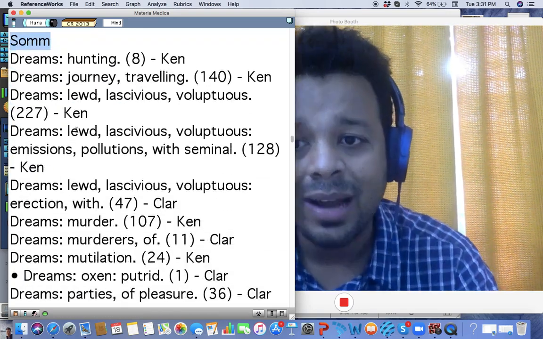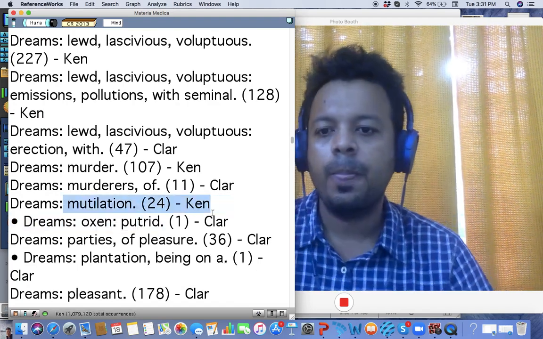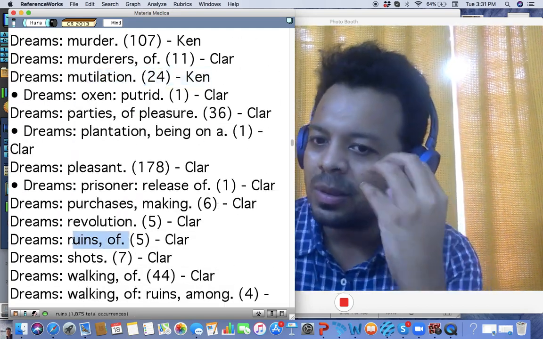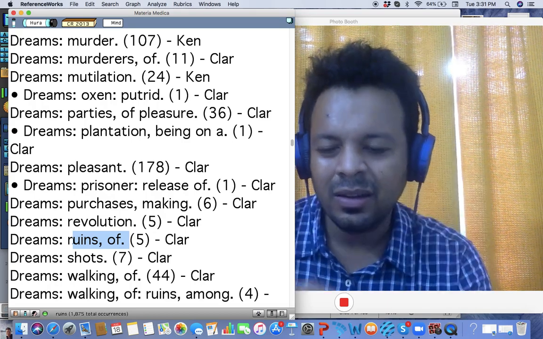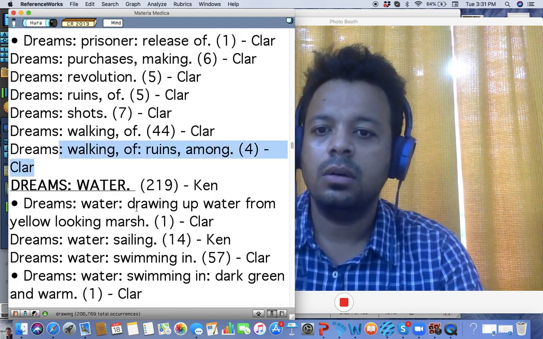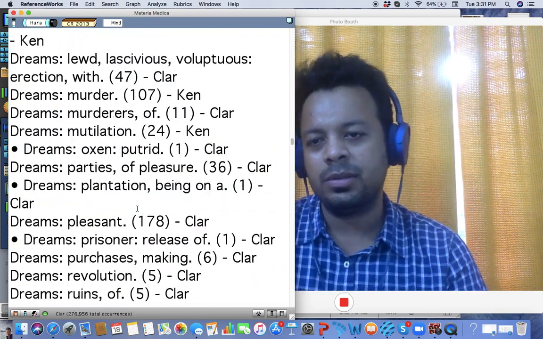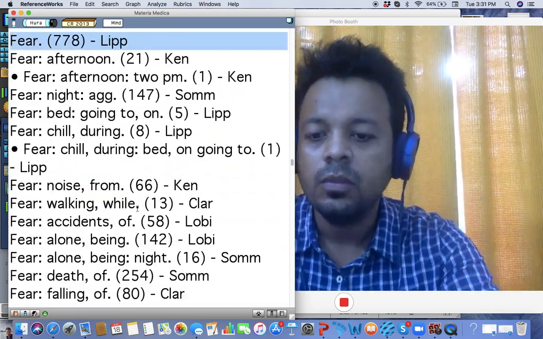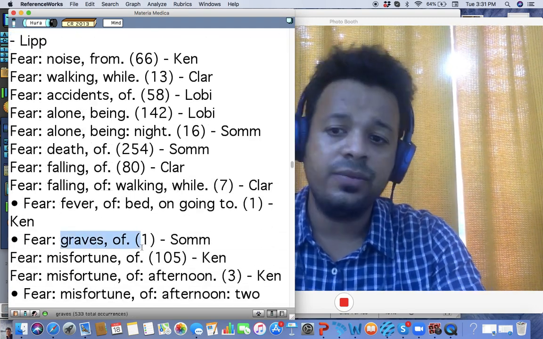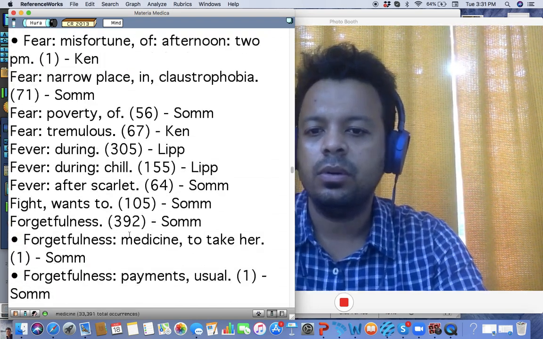There's also sexuality, deep sexuality, dreams of mutilation, destruction, dreams of ruins. This is the state, this is subconscious: destruction, ruins, nothing, wounds, dead bodies, dreams of walking in ruins. So this is a deeper state of Hura Brasiliensis, if I had to explain you. And many fears also: fear of graves, fear of misfortune, fear of narrow places, huge fears.